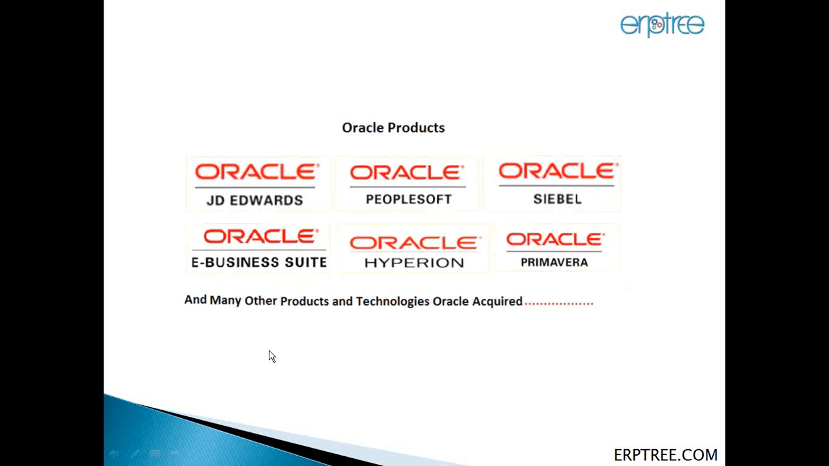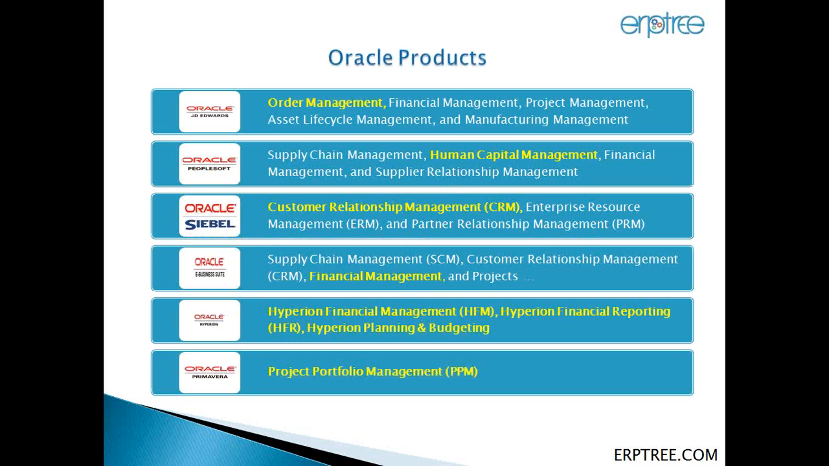Not only these products, Oracle acquired many other products. Not just products, many technologies also Oracle acquired. So this is the point we have to understand. After acquiring all these products, what they did is, if you look at this slide, from JD Edwards, as we discussed, OM is a very good solution, and from PeopleSoft, human capital management, HCM, from Siebel, CRM, and from Oracle EBS, financials.